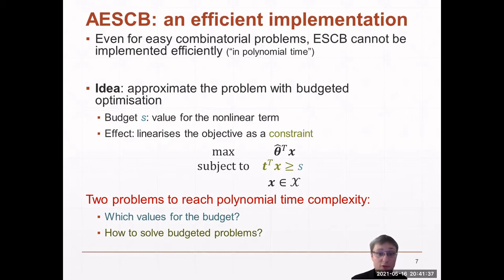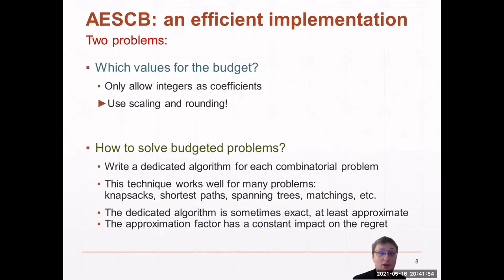There are two problems with this formulation on the road to a polynomial time complexity. First, we need to have a quite low number of values of budget to test. And second, we must be able to solve the budgeted problems quite efficiently. First, for the values of the budget, we decided to use scaling and rounding so that we introduce some approximation into the formulation, but we now have only integer values with some interesting upper bound on the value of the integers, so that you only have a very restricted amount of budget values to test.